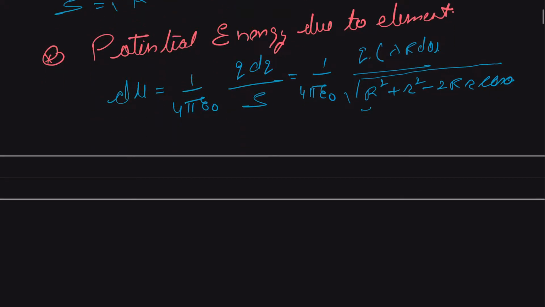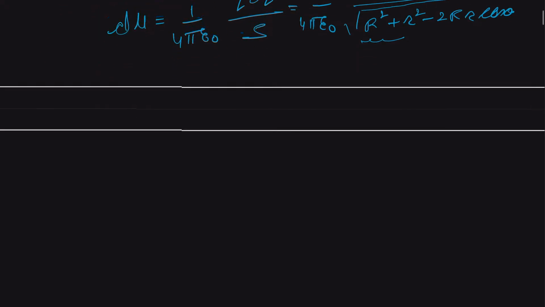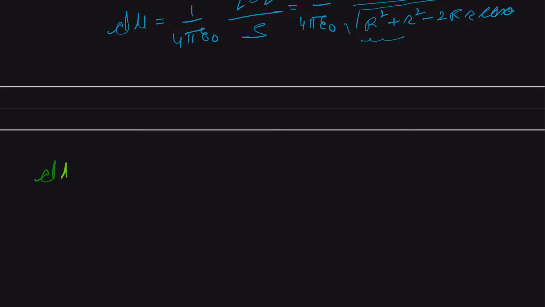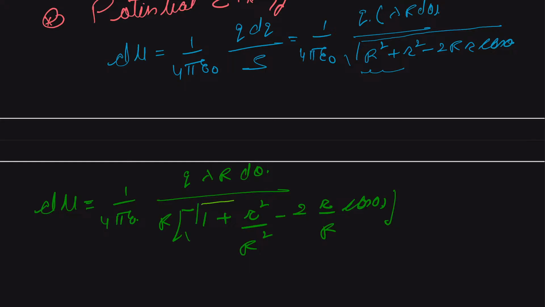And from the denominator, we are going to take capital R as a common factor and factor it out. Therefore, dU will be equal to 1 upon 4 pi epsilon naught times q lambda r d theta over R times the square root of 1 plus small r square over capital R square minus 2 small r over R cos of theta.